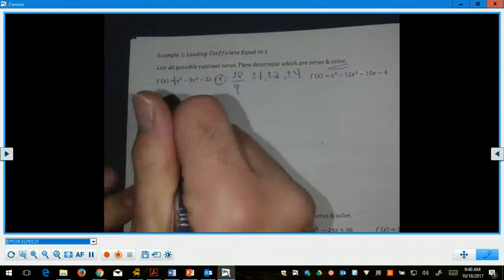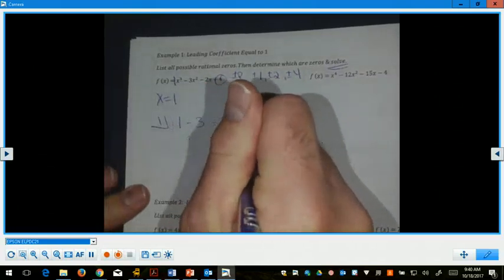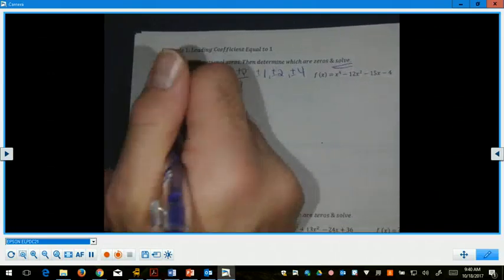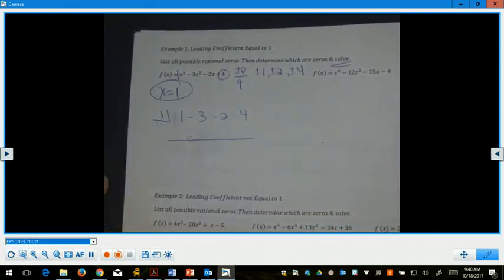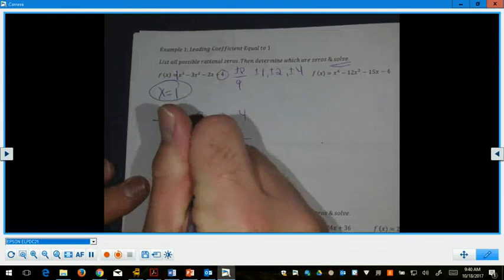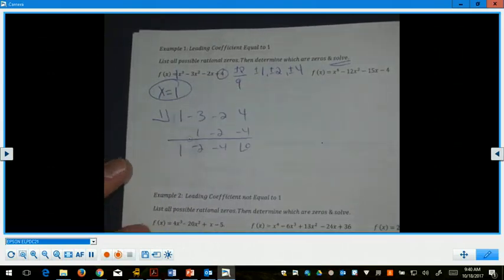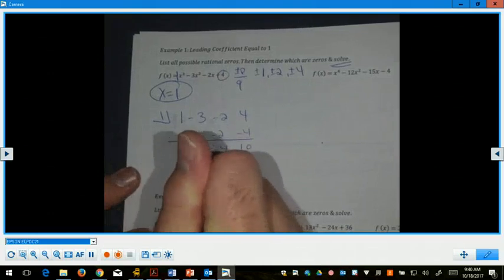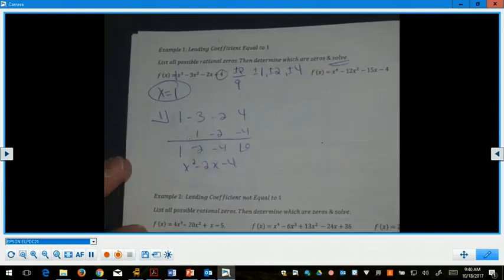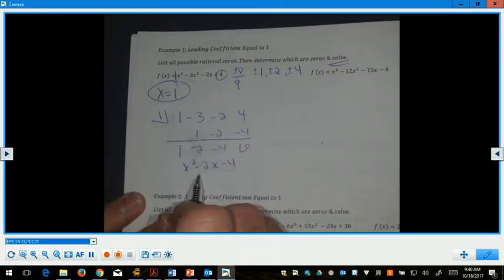Dividing out 1, the coefficients on this are 1, -3, -2, and +4. So one of my zeros is x equals 1. That's the rational one. I'm left with a quadratic x squared minus 2x minus 4, which is not factorable. Factors of -4 will not add to -2. So I need to use the quadratic formula to solve this.